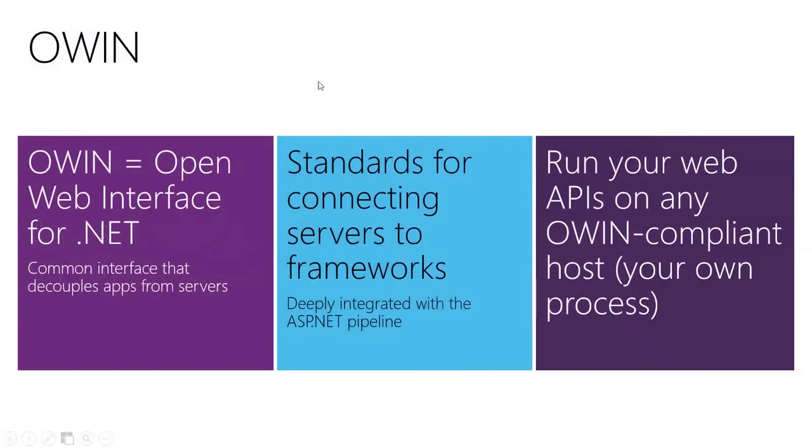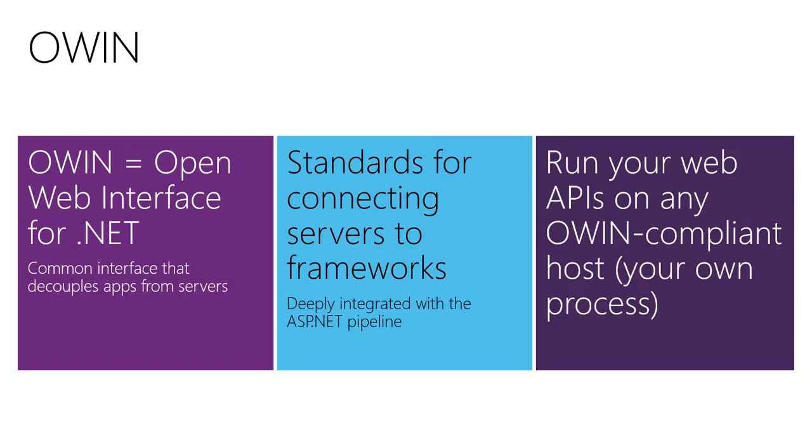And let's talk about some of the other things that are new. So OWIN, this is kind of interesting technology. Basically, it's a standard for connecting servers to frameworks. What that means is that you could basically run your APIs on any OWIN compliant host.